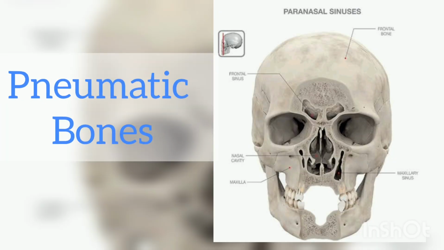Now, here is a slightly more interesting category: pneumatic bones. These bones contain air filled spaces lined by mucous membrane. Examples include the maxilla, sphenoid, and ethmoid bones. These air spaces contribute to functions such as reducing the weight of the skull and affecting the resonance of the voice.